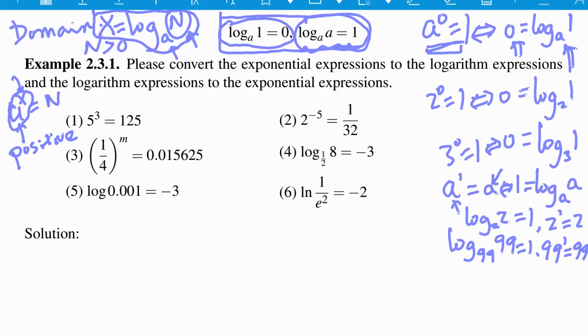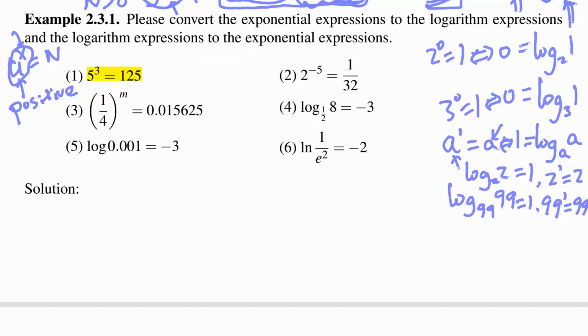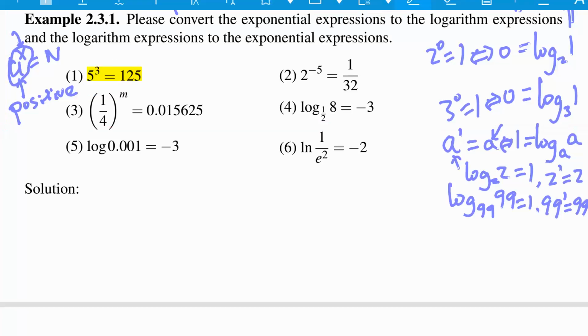Now, let's look at this example here. The example is that we want to rewrite this one, 5 cubed is 125. How do we write this exponent expression as a logarithm? We know the base is always the base, 5. And here will come the power, and the logarithm is to find the exponent. The exponent was 3.